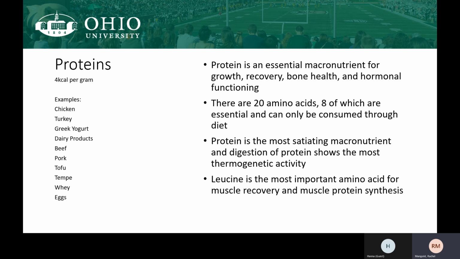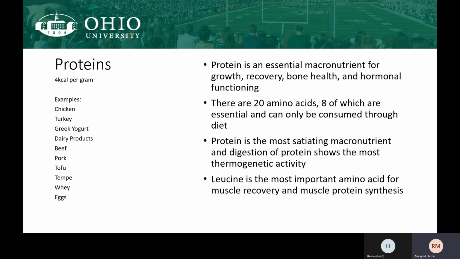So into protein, so just like carbohydrates, 4 kcals per gram. These are an essential macronutrient. You have to be consuming protein for growth, for recovery, bone health, and hormonal functioning. So some examples of proteins, any kind of meat. So chicken, turkey, beef, pork, and usually animal byproducts, so Greek yogurt, most dairy products, whey, eggs, and then some non-meat alternatives, so tofu, tempeh, seitan, and some other things that you may find in the meat substitute area at grocery stores are typically higher in protein.